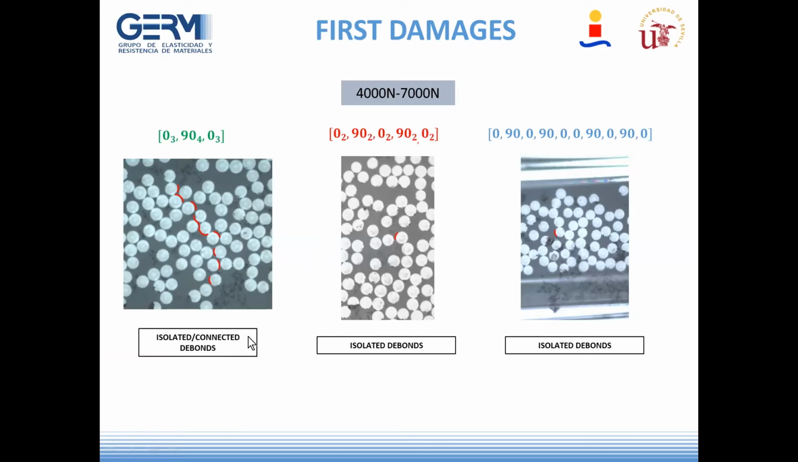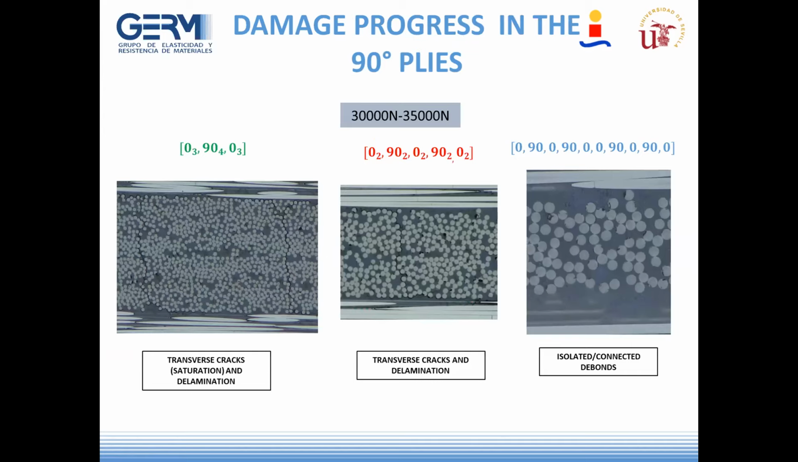Also, if you continue increasing the load, we find that this difference between the different laminates also increases. I mean, for the case of the thick blocks, we can see that there are transverse cracks with delamination, but if we go to the thinnest blocks, we can only detect isolated or connected debris. I haven't said it before, but we performed this study applying gradual increases of the load, and after each increment, we go to the microscope and we observe the damage that appears there.